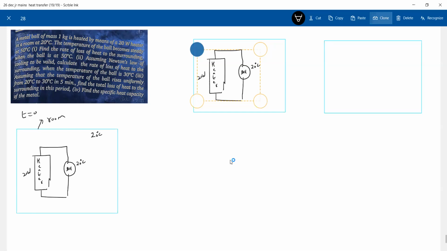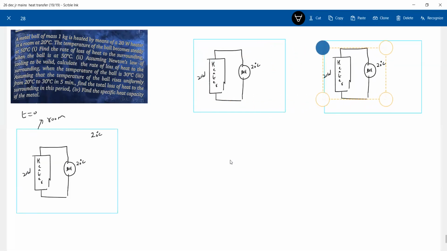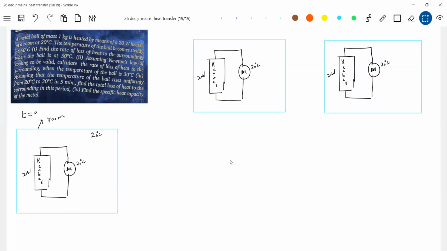This is imagination. If you are able to do it well, nice. If you can imagine like this, it'll be very easy for you to write expressions. That's why I just took help of the diagram. What is the temperature of the room? Room temperature will be the same as it is. The heater will supply heat to the ball, no? So then what is it telling? It will attain a temperature of how much? 50 degrees Celsius.